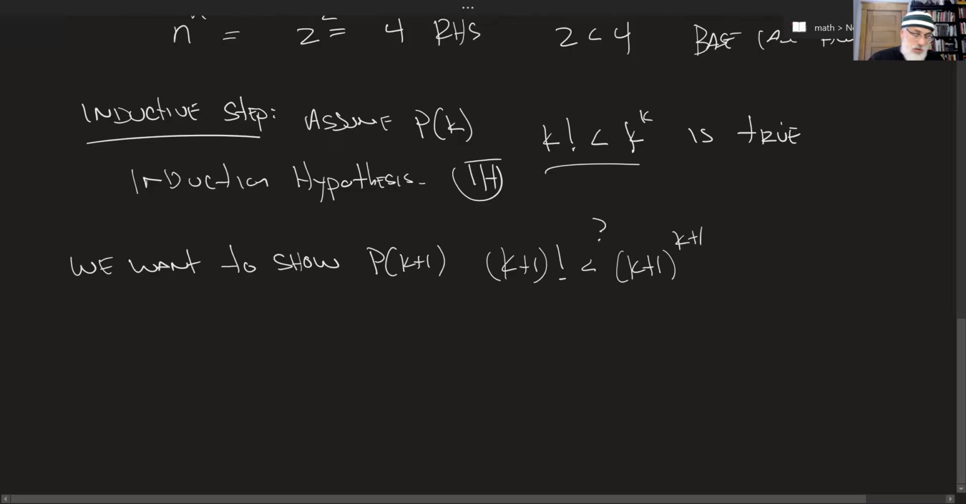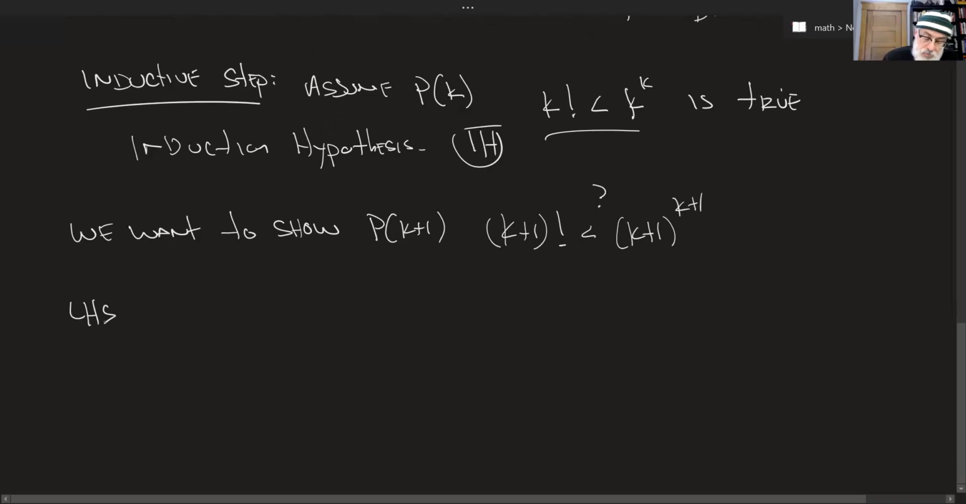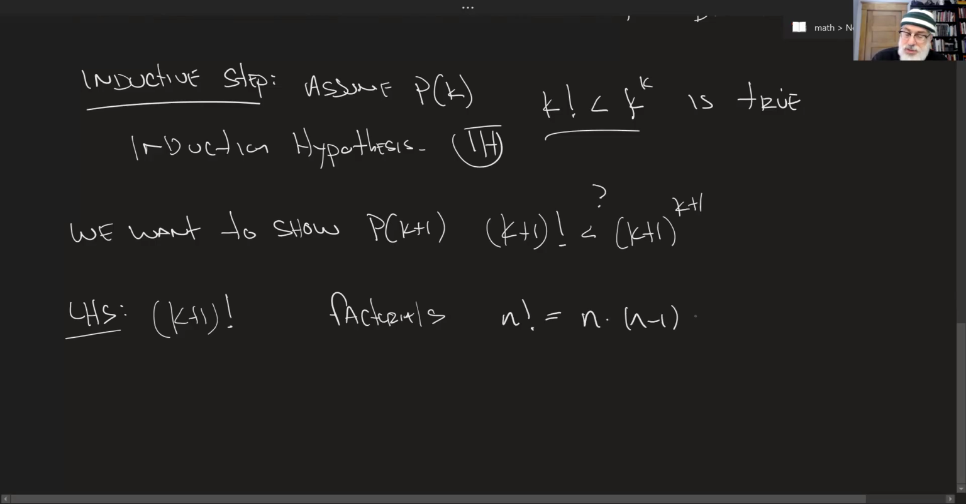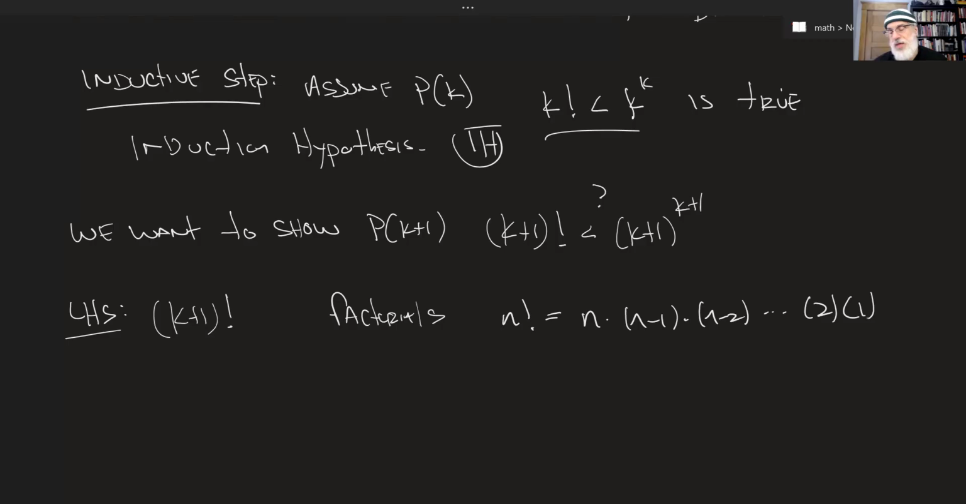So let's look at the left-hand side first. In other words, the k plus 1 factorial. Now, I'm assuming that you're somewhat familiar with factorials, but let's review what they are. If I have n factorial, this means that I have n times n minus 1 times n minus 2, dot dot dot, all the way down to 1. Some people omit the 1. I like it just so that we're consistent, that we're going from n all the way down positive integers.